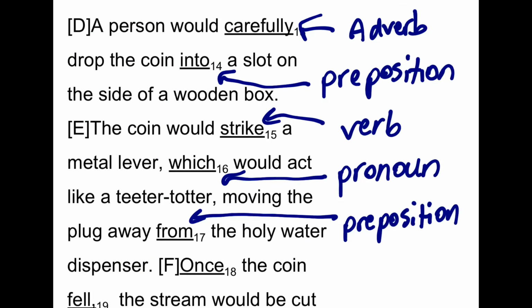There's no time to change colors anymore because I'm down to 5% of my Apple Pencil's battery, but that's okay. Carefully here is an adverb. Into is a preposition. Notice it had an object slot just after it. Strike is the verb. It had a helping verb would in front of it.